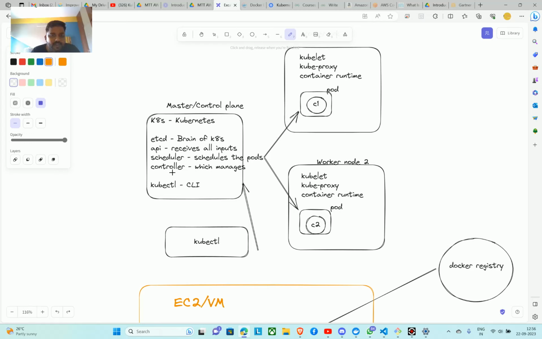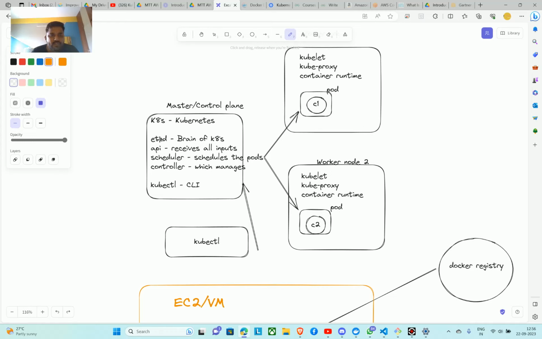So this API server receives any API request via kubectl. kubectl is the CLI interface through which the API server receives the commands. The API server receives it and stores it in the etcd. etcd is another component of the Kubernetes cluster, and it is the brain of k8s or Kubernetes. So why am I calling it a brain? Because all the information about the cluster is stored in key value format in the etcd. So that is the reason I am calling it the brain of the Kubernetes cluster.